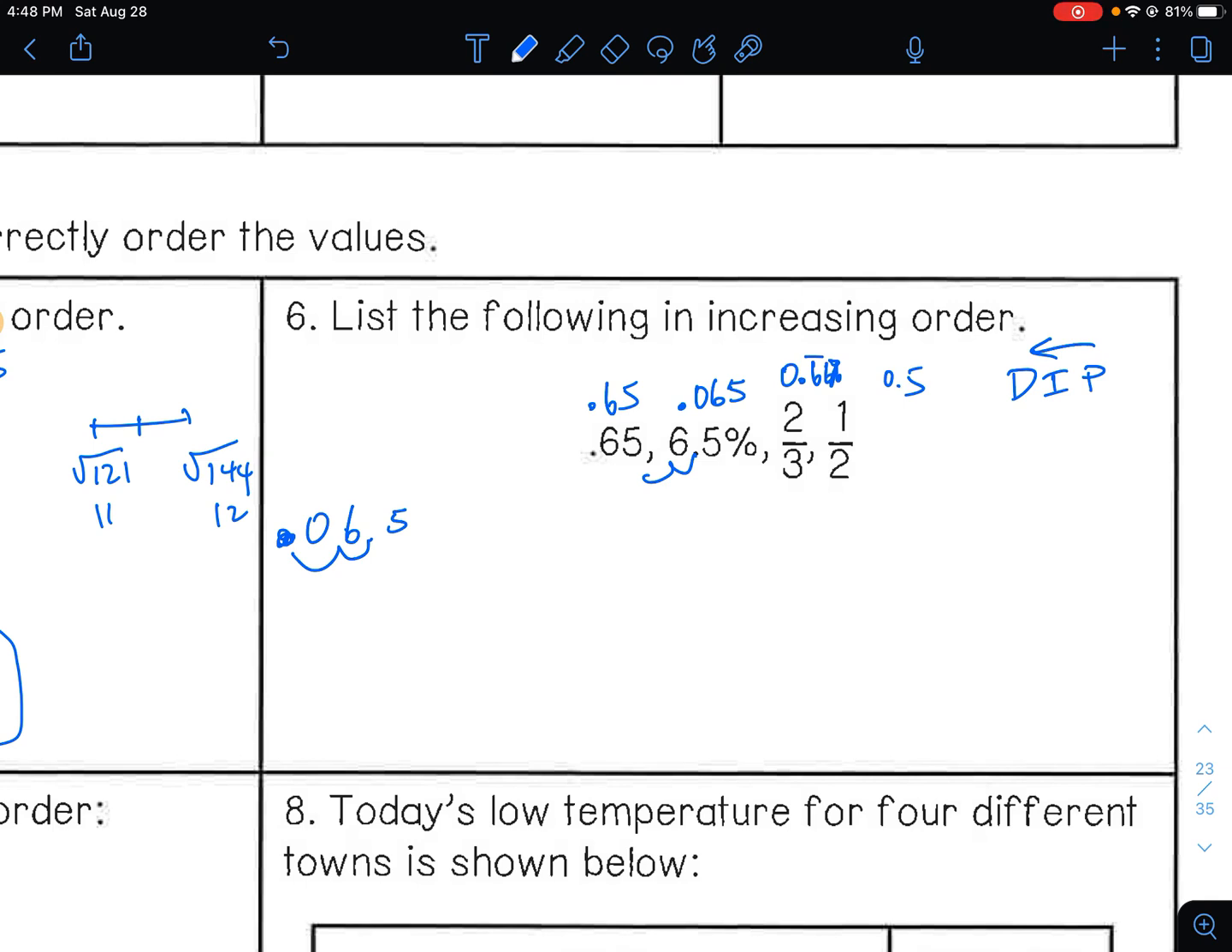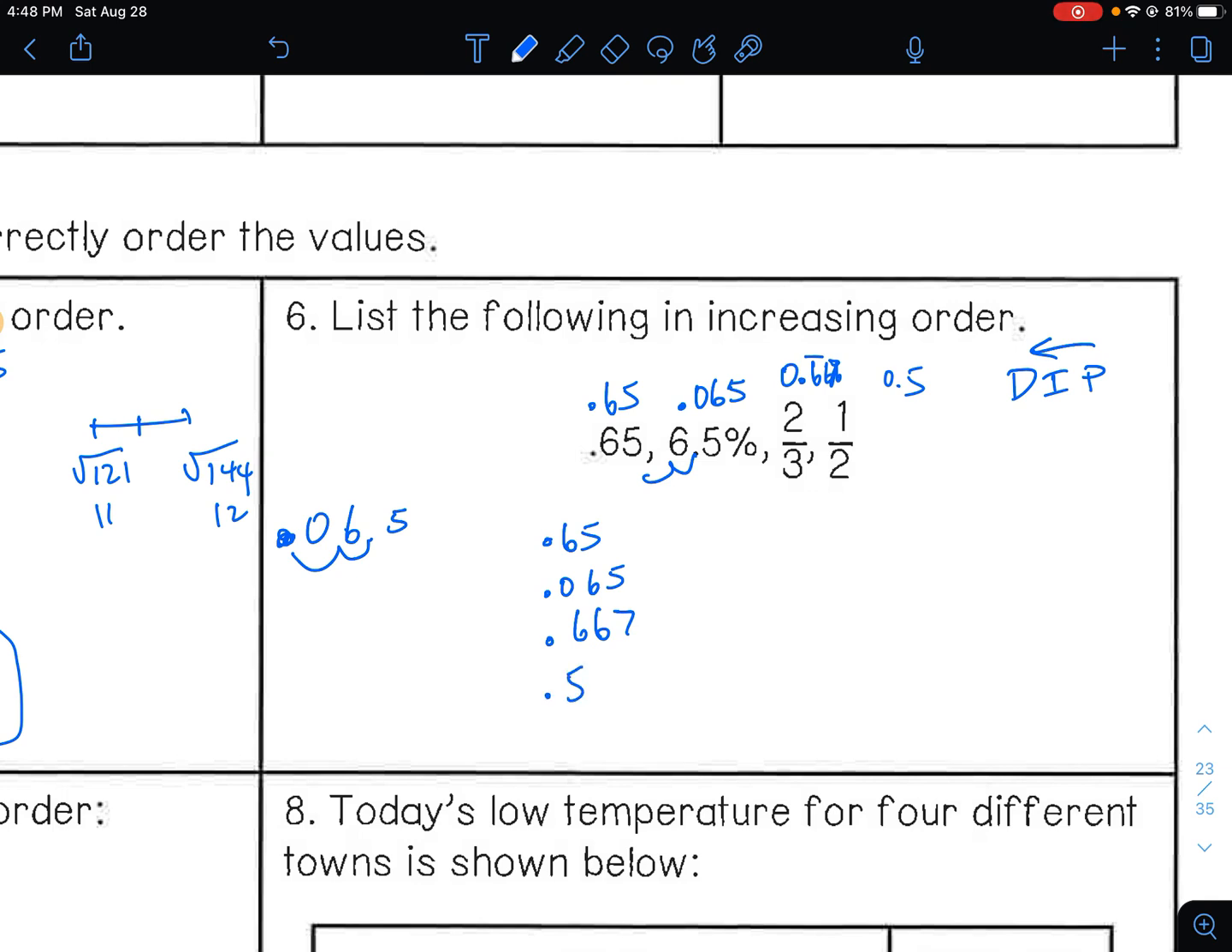All right. So which goes first? Which is the smallest? Well, this one is the smallest, I believe. Well, no, it's not. It looks the smallest, but I get confused. So let me write these down. I have 0.65. I have 0.065. I have 0.5. And 0.666 or 667 and 0.5.